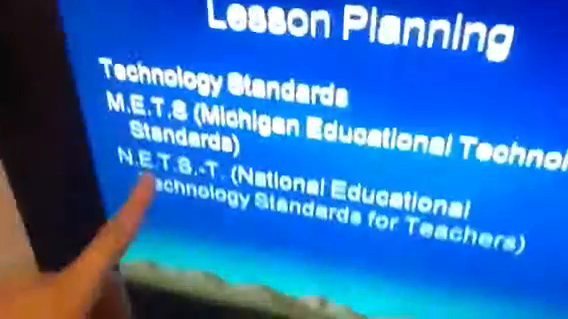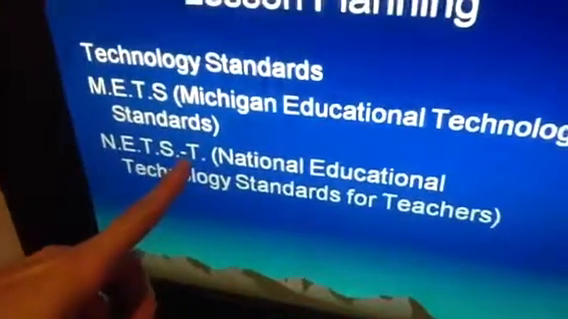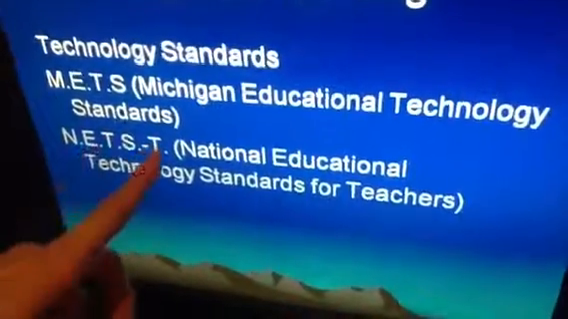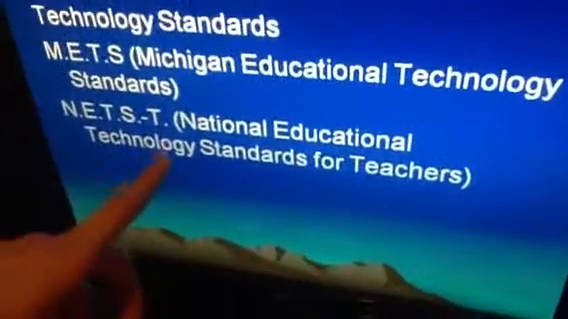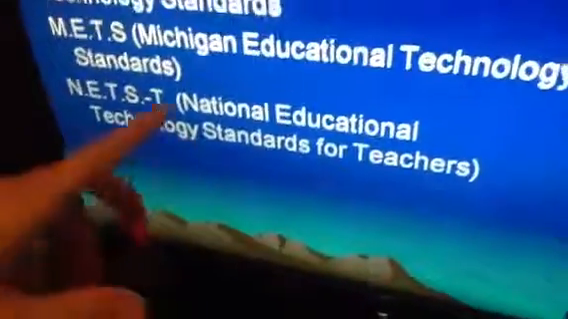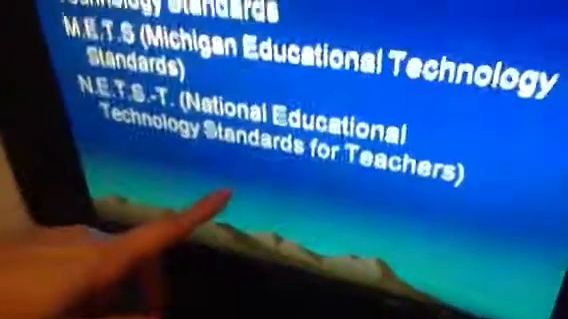Now, the second set of standards that we're going to talk about are these guys down here, the NETS, National Educational Technology Standards-T for teachers. Now, these are different standards because these standards are actually about teachers using technology. So in your unit, you can do either or. You can design a lesson where you're having students use technology, or you can design a lesson where you as the teacher are using technology.